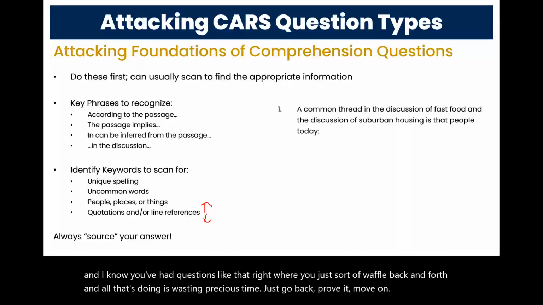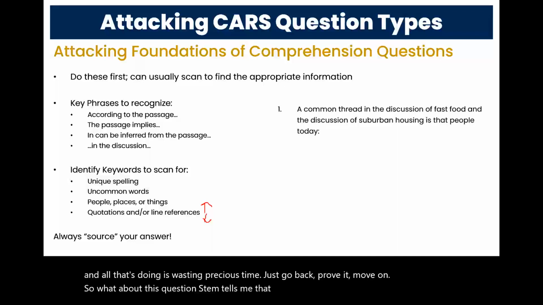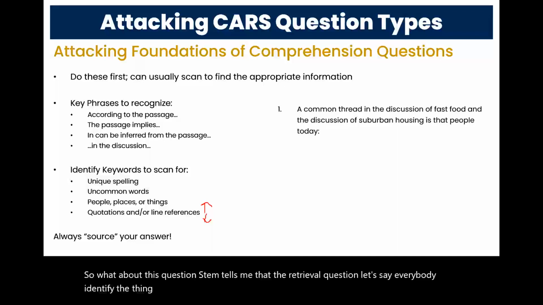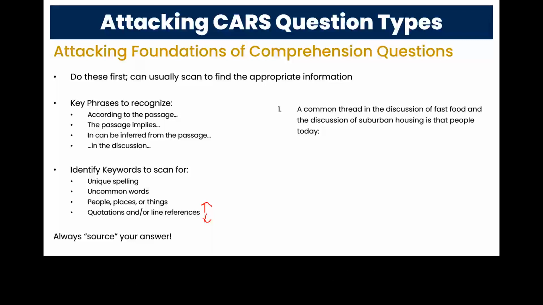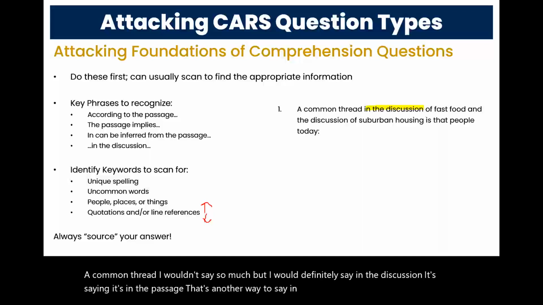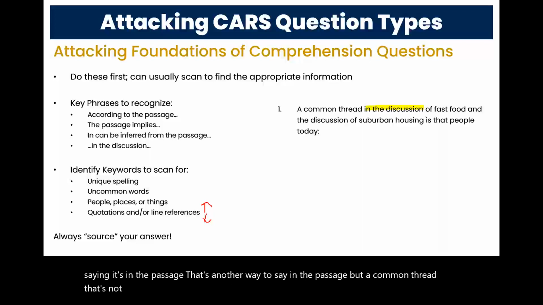So what about this question stem tells me that's a retrieval question? Let's everybody identify the thing that makes this retrieval. In the discussion. A common thread, I wouldn't say so much, but I would definitely say in the discussion, it's saying it's in the passage. That's another way to say in the passage. But a common thread, that's not bad. I just think it's more direct to say in the discussion.